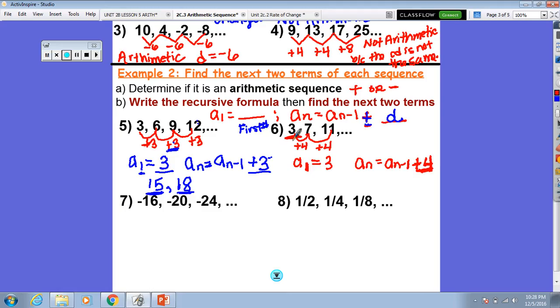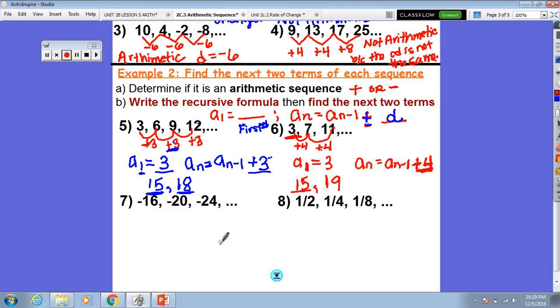Now let's finish the pattern. They left off at the number 11. So what would be the next number? 15. Very good. We took 11 and we added 4 to it. Alright, now what would be the next number? 15 plus 4 would give me 19. Very good. Alright, we can pause the video here. I would like for you to try 7 and 8 on your own.